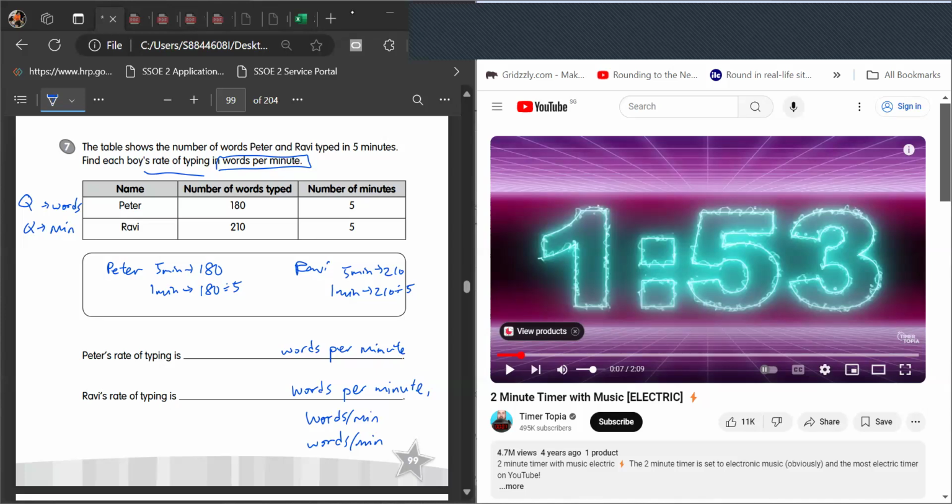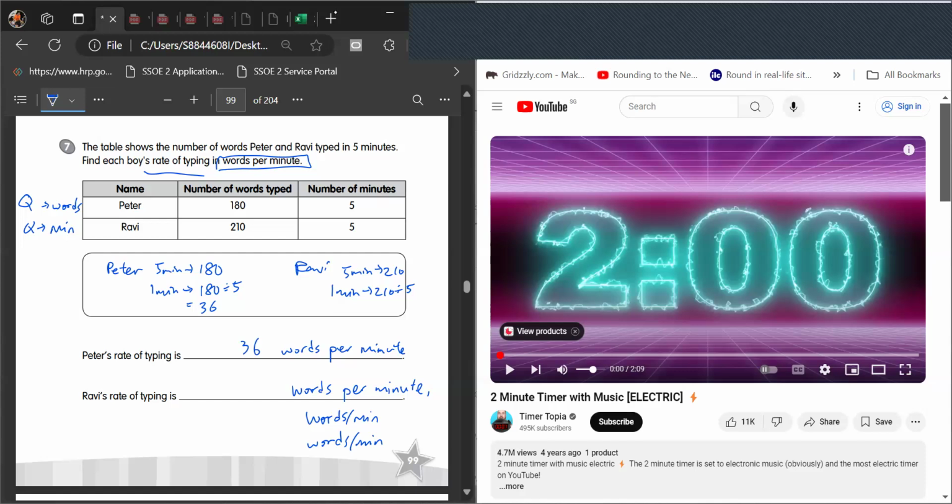It's just 180 divided by 5 and then 210 divided by 5. Which should be 36, right? So Peter is 36 words per minute. You can write it as words per minute or words slash minute. And then for Ravi, it should be 42, correct? So it's either 42 words per minute or 42 words slash minute. If that's okay, the last person of the group, please collect the worksheet back.